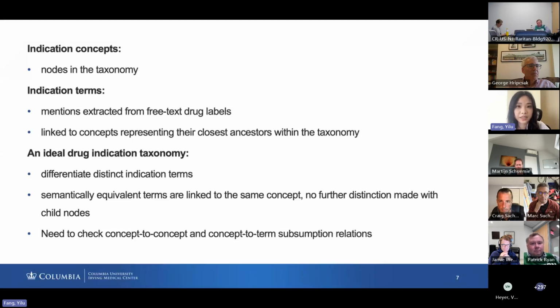Based on our understanding, an ideal drug indication taxonomy should be able to differentiate distinct indication terms, and semantically equivalent terms should be linked to the same concept, and there should be no further child nodes that distinguish these terms. So we need to examine the concept to concept and concept to term subsumption relations. This means that we are trying to answer questions like, does concept A subsume concept B, and does concept A subsume term C?